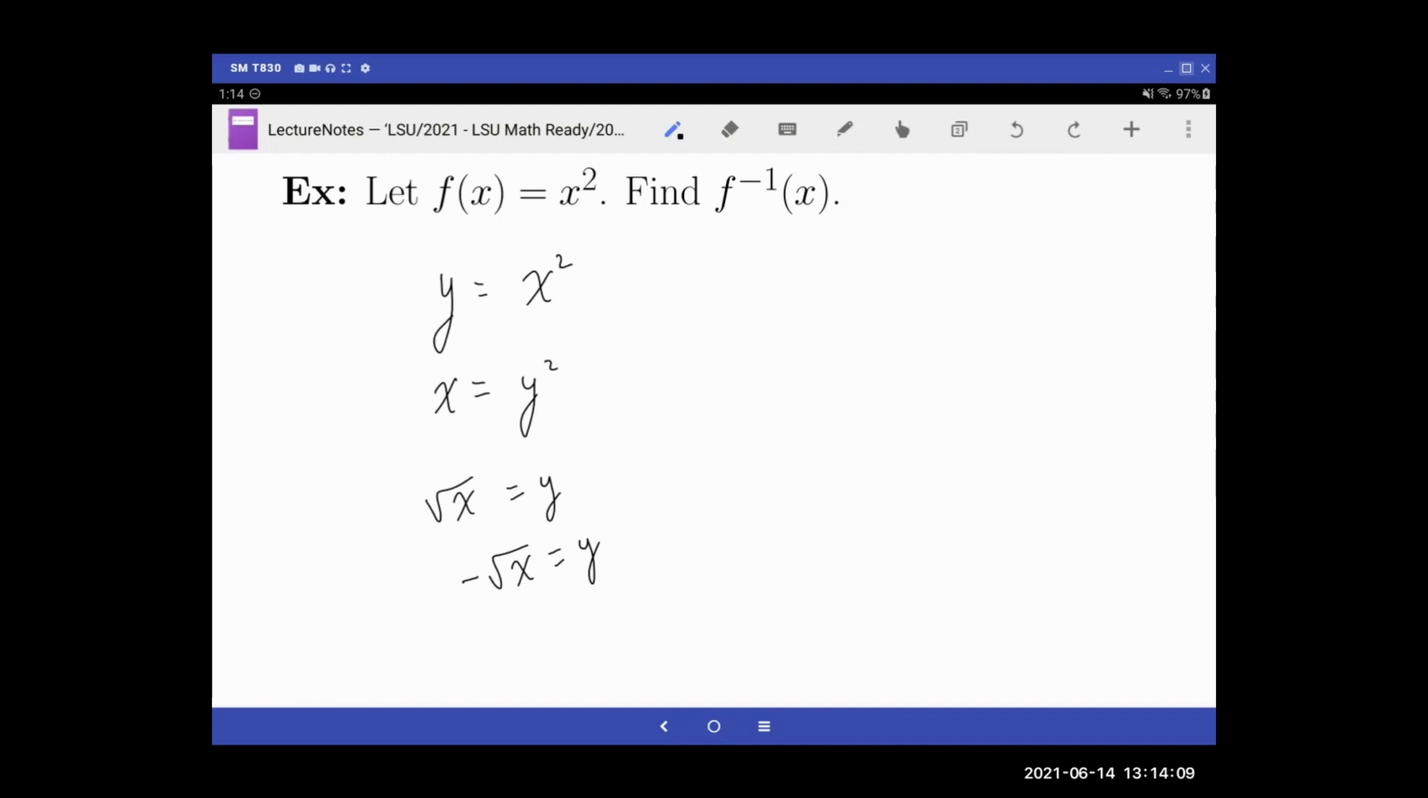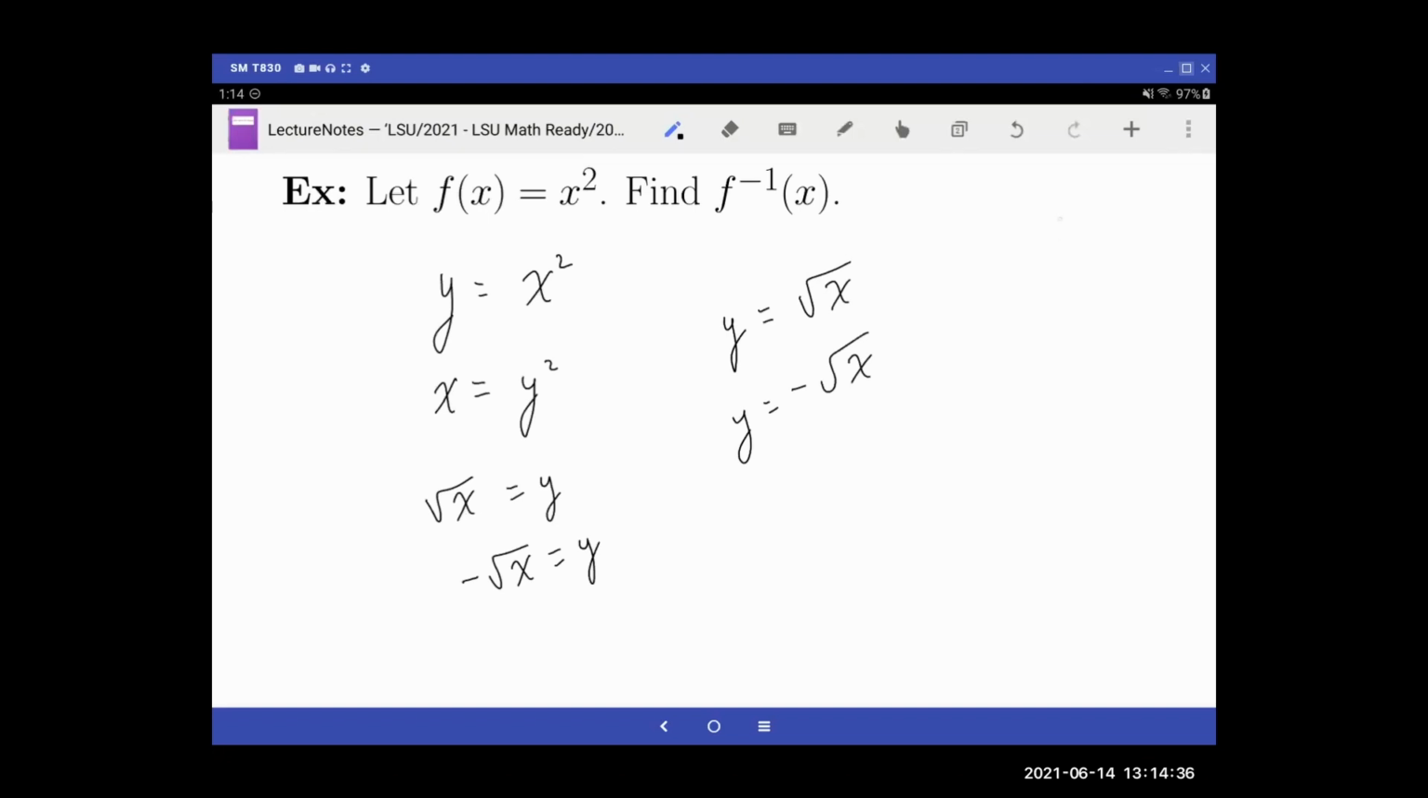Think back to the definition of a function. This does not count as a function. So f inverse of x is not an inverse function. But we do have a formula for it. We have the square root of x, and we have negative the square root of x. I'll just leave it as y. I don't want to use function notation. And so those will work, sort of.